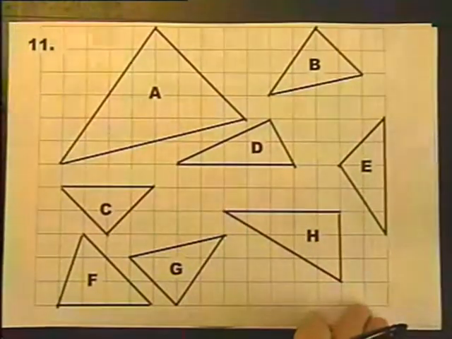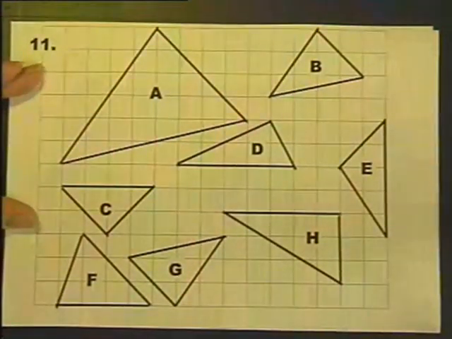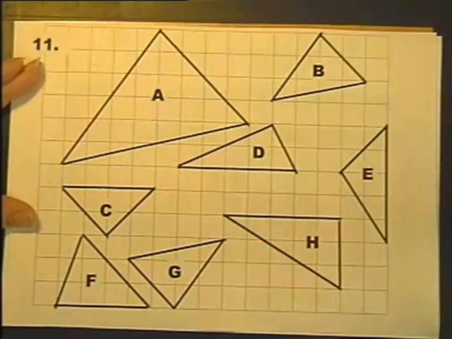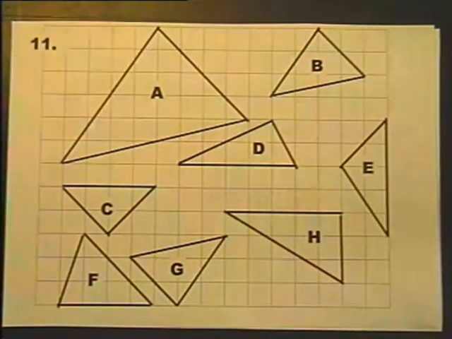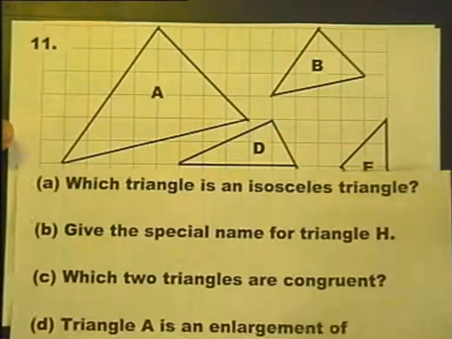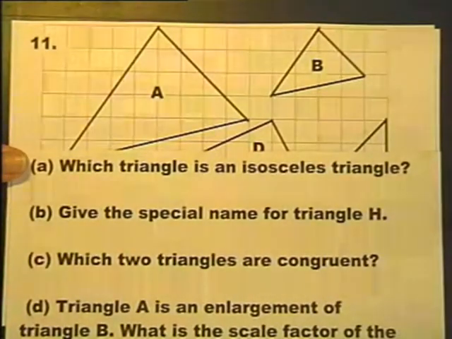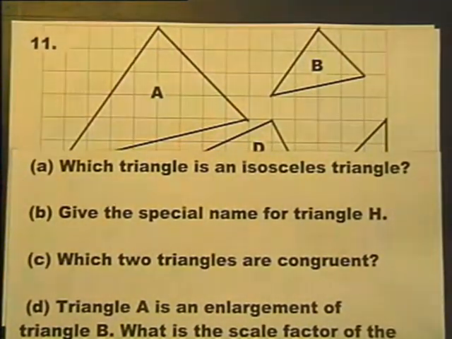Now question 11 contains all these triangles, but as you can see there's not enough room for the questions as well, so let's have a look at the questions. The first one says, which triangle is an isosceles triangle?